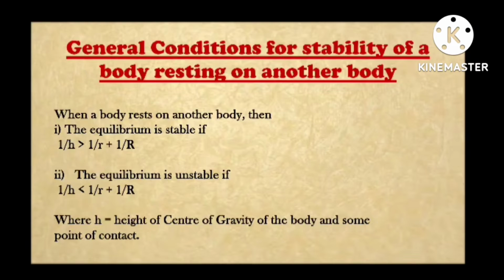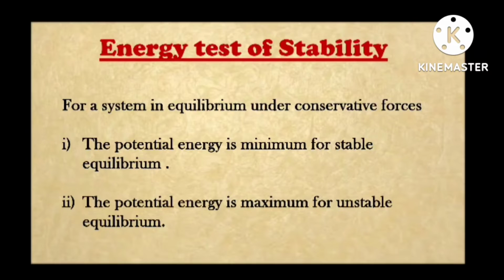Now the general conditions for stability of a body resting on another body. When a body rests on another body, the equilibrium is stable if 1 upon h is greater than 1 upon small r plus 1 upon capital R. And second, the equilibrium is unstable if 1 upon h is less than 1 upon r plus 1 upon capital R. Here h is the height of the center of gravity of the body above the point of contact.